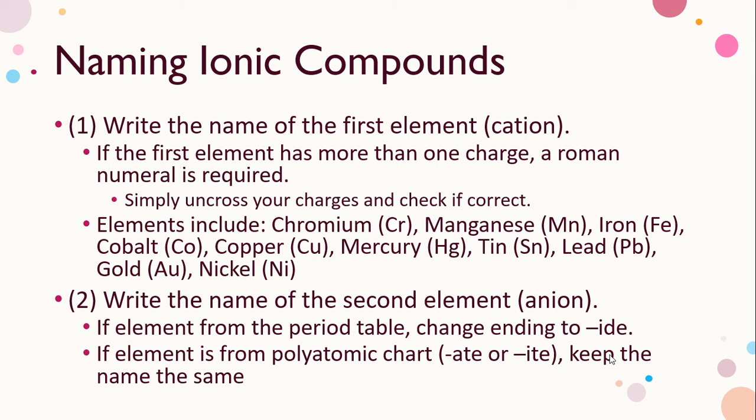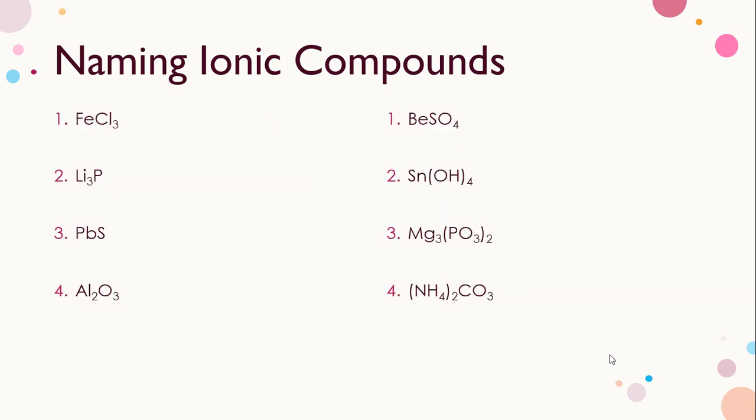If it is something from the periodic table, it ends in "ide." If it's a polyatomic, you name it based on the chart, and their names usually end in "ate" or "ite." So here's a couple examples.